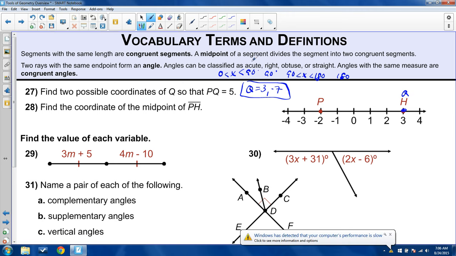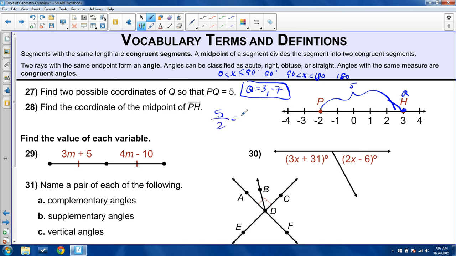The midpoint, again, is something that divides the segment congruently into two. So what you could do is literally count. You could ask, what point is exactly in between these? One way to do it is to say how far apart they are, which is 5, because that's the length of PH. And you have to take half of it to see how far over you should go. So 5 over 2 is 2.5. If I go 2.5 over, to the right of P or the left of H, you'll find this point right here that ends up being the midpoint, and that is 0.5.